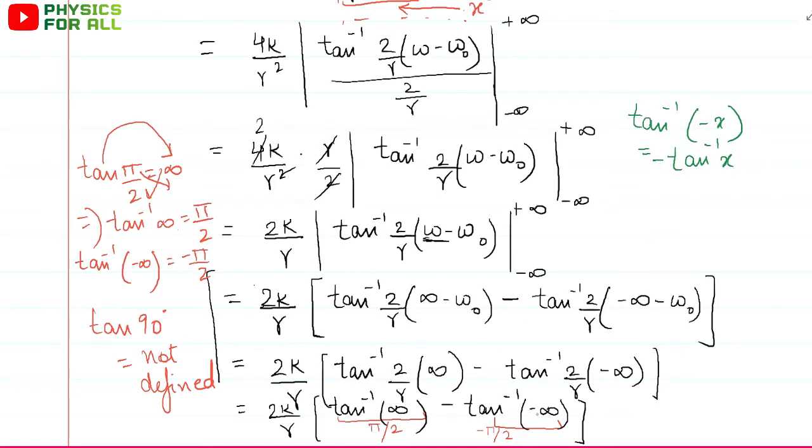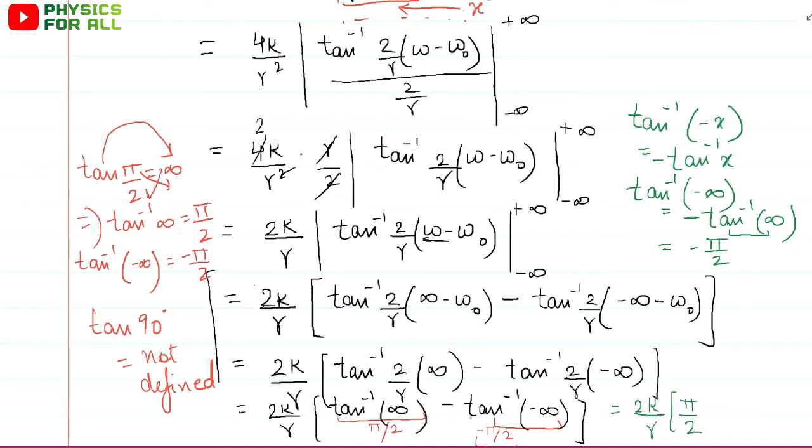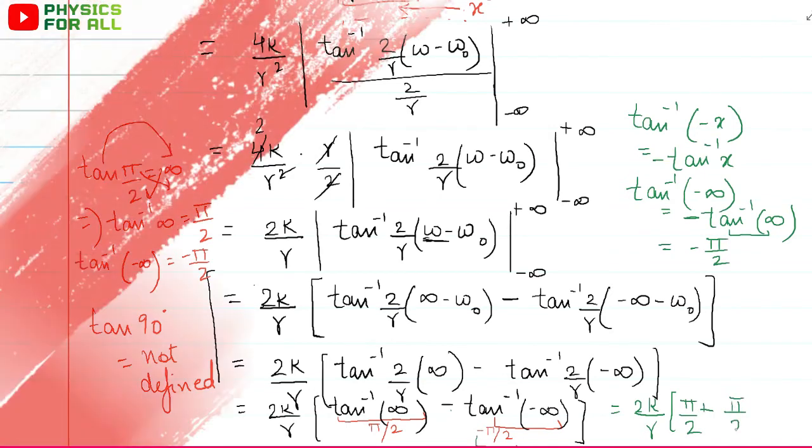So here we have tan inverse of minus infinity. So tan inverse of minus infinity means minus of tan inverse infinity. And what is tan inverse infinity? Pi by 2. So we get minus pi by 2. So this quantity becomes minus pi by 2. So ultimately, we are having 2k by gamma times pi by 2 minus minus pi by 2, so this becomes plus pi by 2.